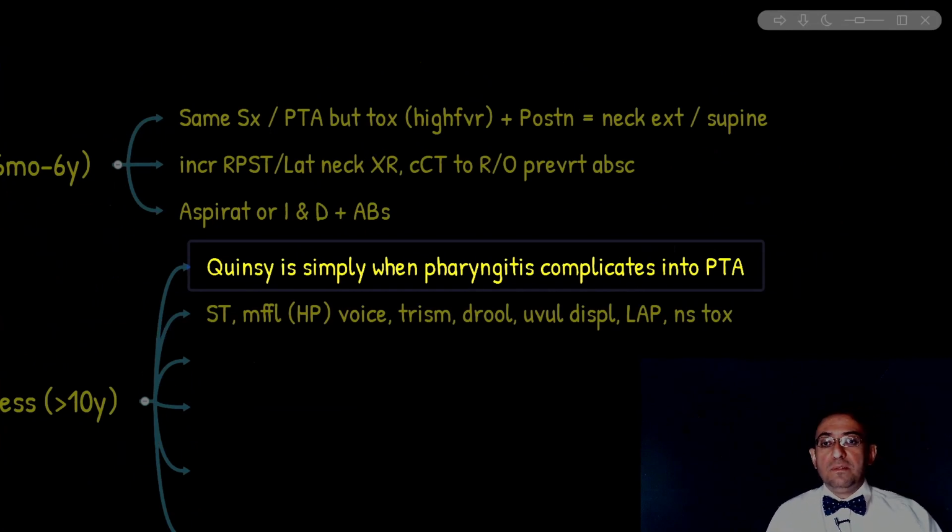True or false, an important feature to differentiate peritonsillar from retropharyngeal abscess is absence of trismus in peritonsillar abscess. That's false. Both retropharyngeal and peritonsillar abscess could have trismus. You know, that spasm of jaw muscles that can limit the physical exam.